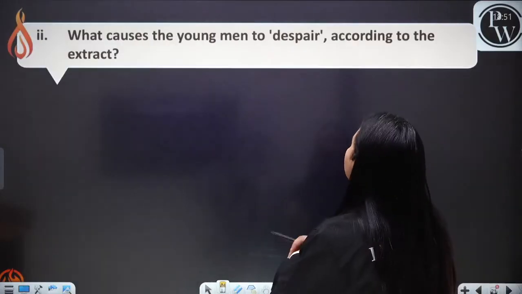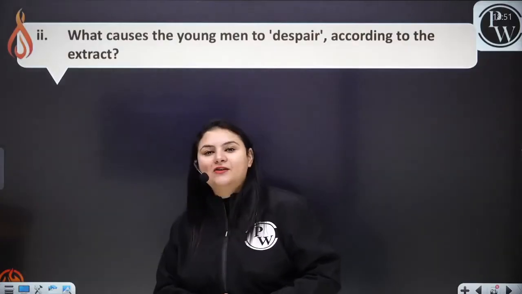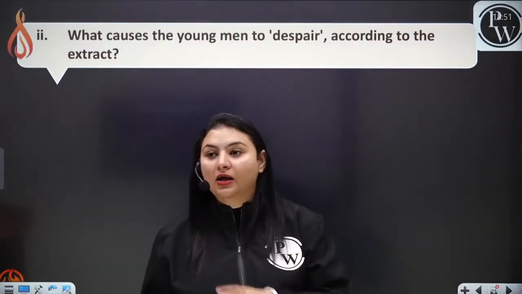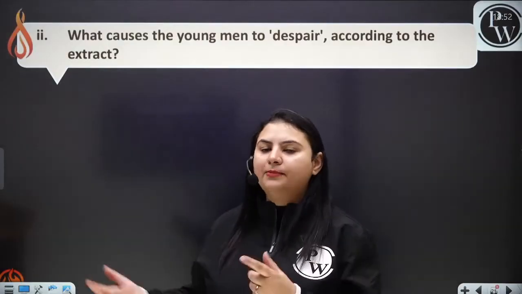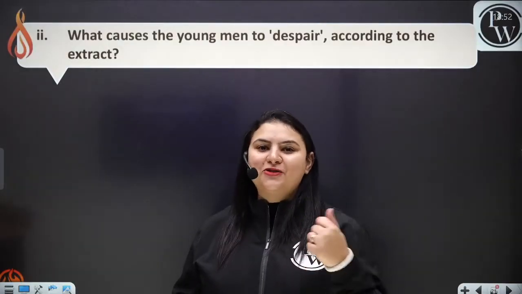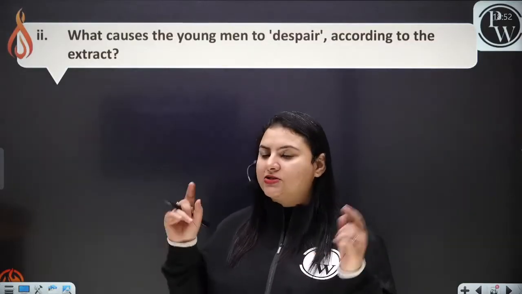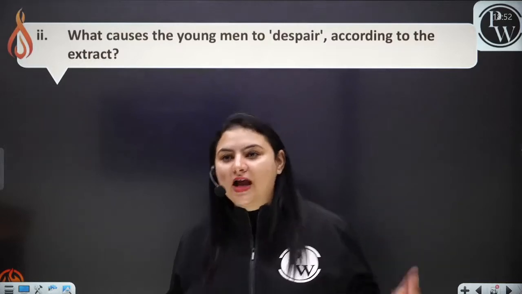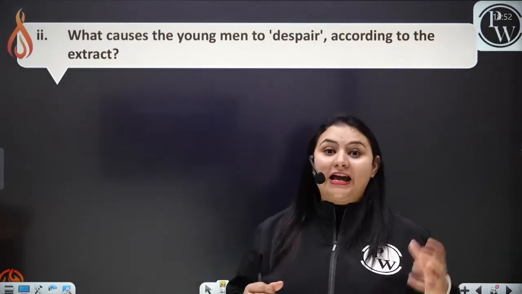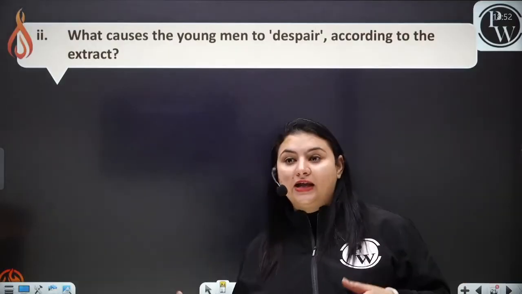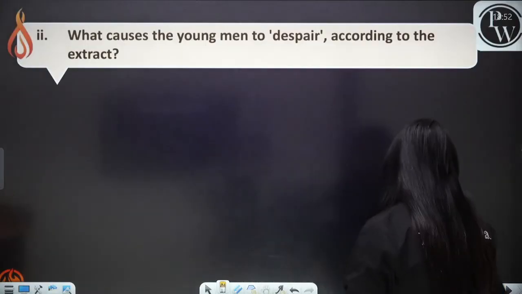The second is, what causes the young men to despair according to the extract? See, here we are talking about the young man in despair. The young man is sad because he is being rejected by Anne Gregory. He is being rejected because Anne Gregory can see that this person is falling for me just because of my outer beauty. That is why this person is in despair. He is being rejected by his love, Anne Gregory. But what kind of a love does he have? He only has love for her outer beauty.